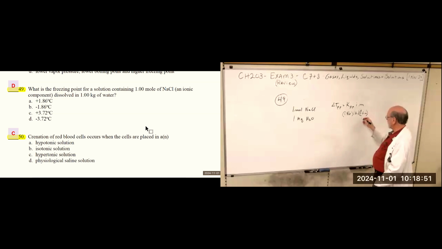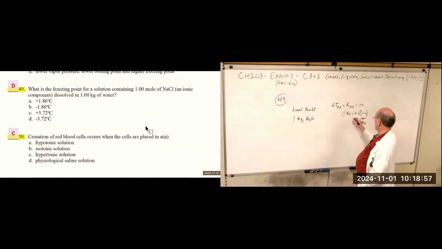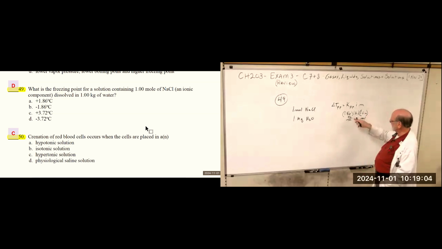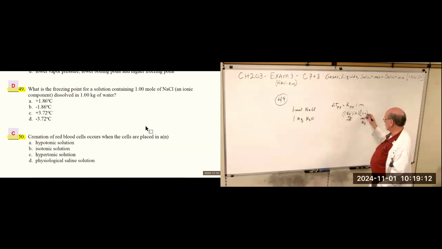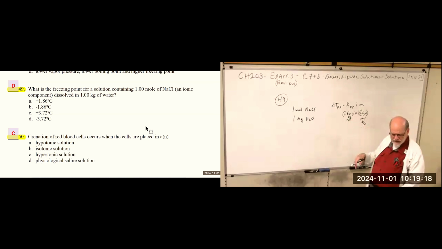And molality is also moles per kilogram. This would be degrees C per molal, or we could say degrees C kilogram per mole. Either way works. That's what molal means. So this cancels that, leaves us with degrees C, and 2 times 2.86 is 3.72.